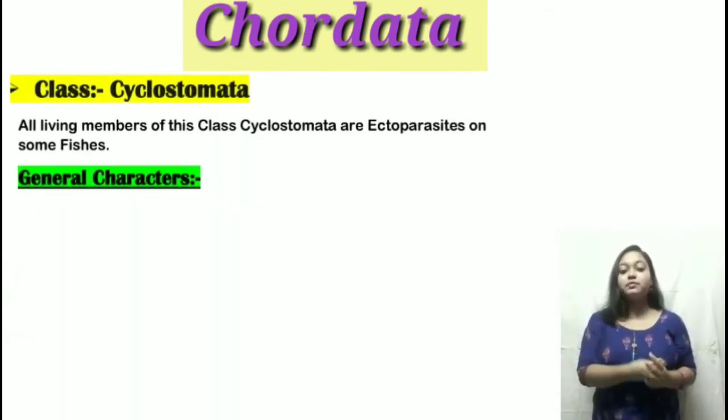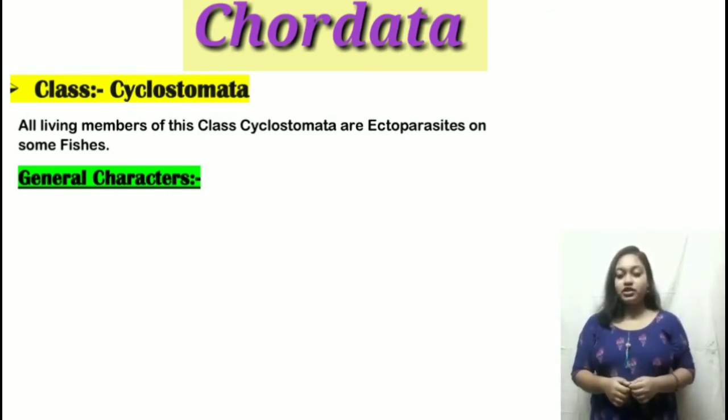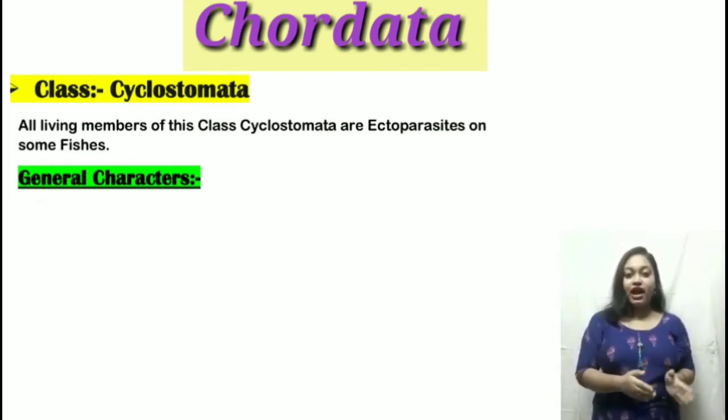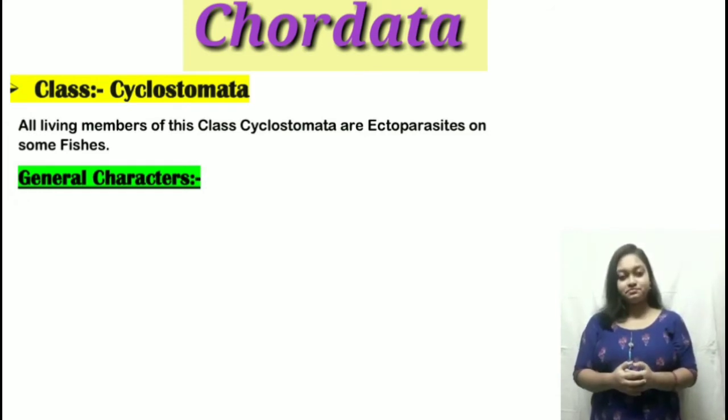Then the third point is body. Their body is elongated. The fourth point is respiration. Their respiration is through 6 to 15 pairs of gill slits. Then the point is mouth. The mouth is a sucking and circular mouth without jaws. Then the point is scales and fins or fin rays. They are devoid of scales and fin rays.